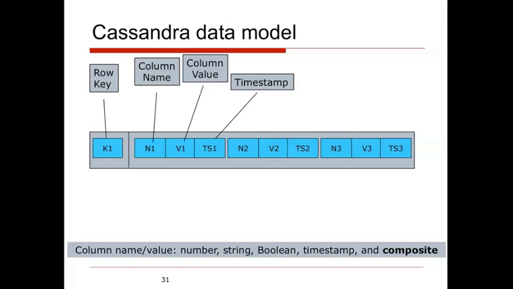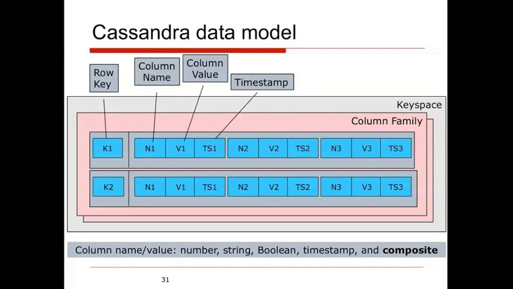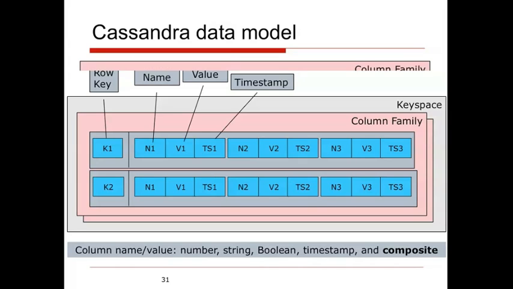And then a collection of columns forms a row that has a row key. So you can think of each row as effectively being a map, except that each entry also has a timestamp in addition to a key value. And then a collection of rows forms a column family, which is kind of like a table. And then a collection of column families forms a key space that's somewhat like a schema in the relational world. So we've got columns, rows, column families, and a key space.